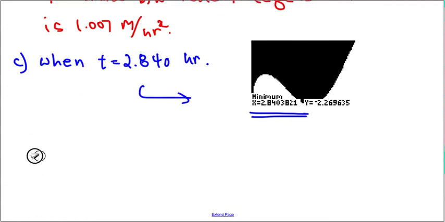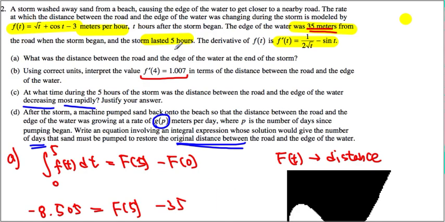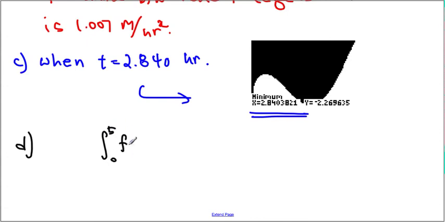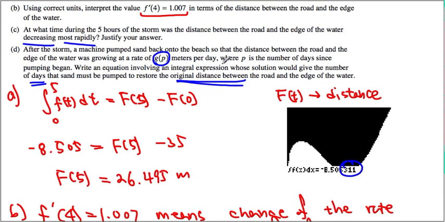For part D, the amount of sand that has been taken away is the integral from 0 through 5 of f of t dt. But this will be all negative, so by putting a negative sign in front, this makes things positive. This has to be equal to the integral of g of p dp from 0 through p, where p is the variable we are looking for. When they're equal to each other, the amount that has been taken out is equal to the amount that you'll be putting in. That will find the value p that will restore the distance as before. Alright, that's it. I'll see you later. Bye bye.